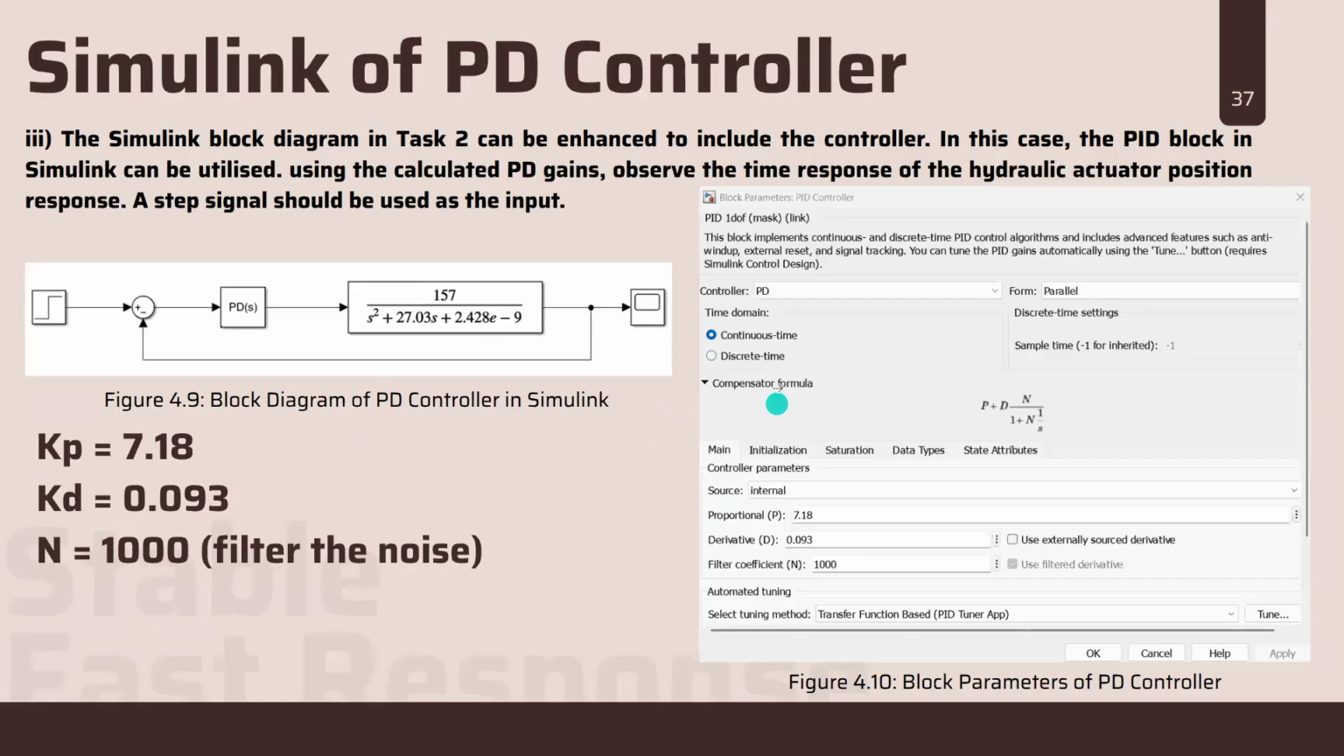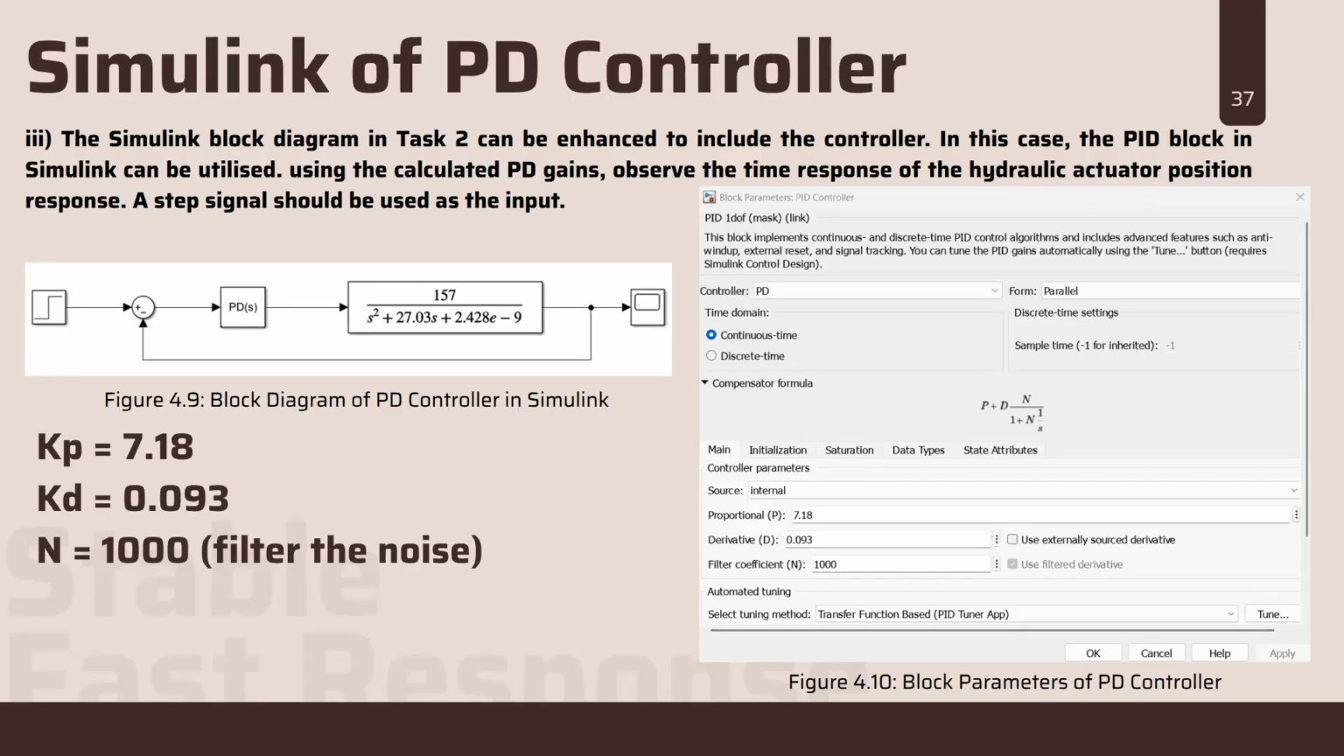Okay, so for the simulation of the PD controller, we use the KP and KD that we calculated before. So we put them into the PD block inside the Simulink. The N is to filter the noise, because I tried different values, and when N is smaller there is a lot of noise in the signal. So I put 1000, so there is almost no noise.